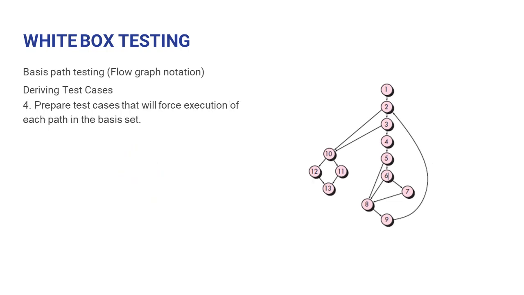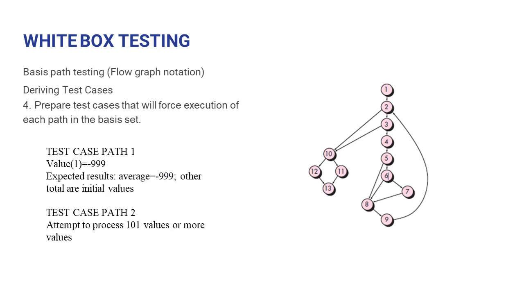Now, we need to prepare the test cases that will force the execution of each path in the basis set. Data should be chosen so that conditions at the predicate nodes are appropriately set as each path is tested. Each test case is executed and compared to the expected result. Once all test cases have been completed, the tester can be sure that all the statements in the program have been executed at least once.